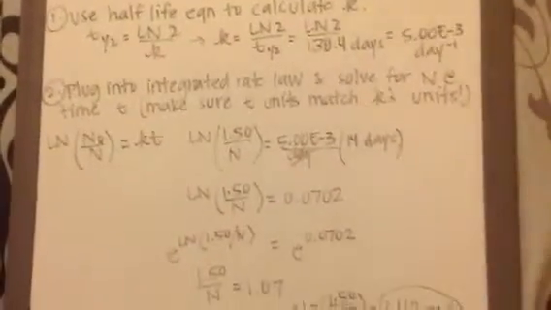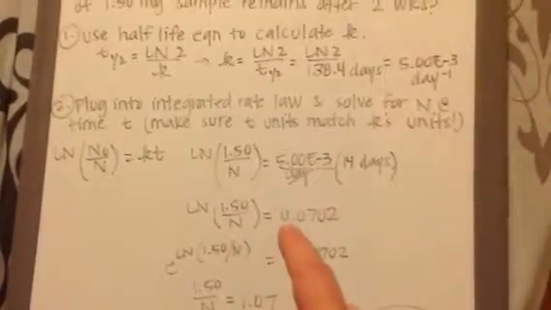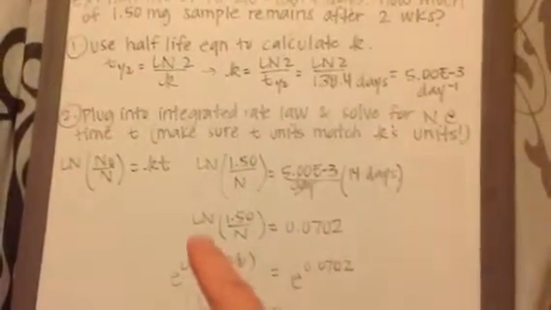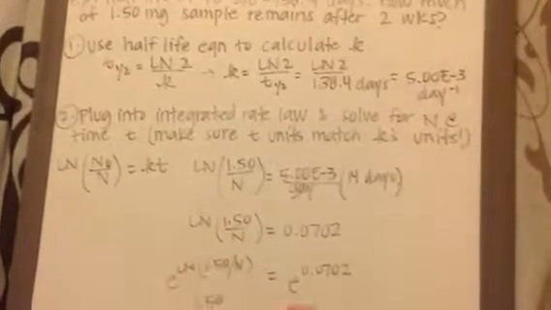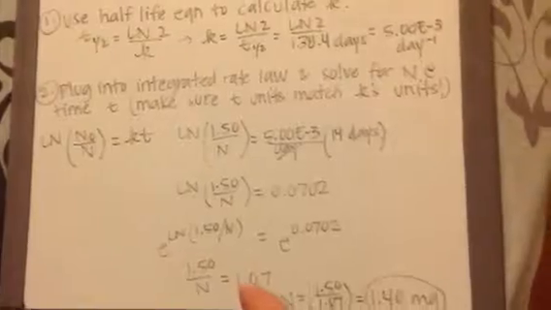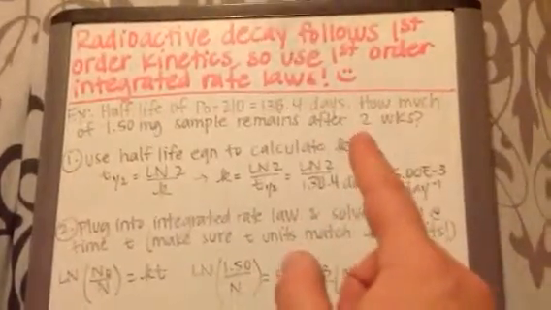Then we just do a little bit of arithmetic. Natural log of 1.5 over N is equal to, this reduces down to 0.0702. To get rid of the natural log, we raise both sides to the e. So 1.5 over N is equal to 1.07, which means that I have 1.40 milligrams remaining after 2 weeks.